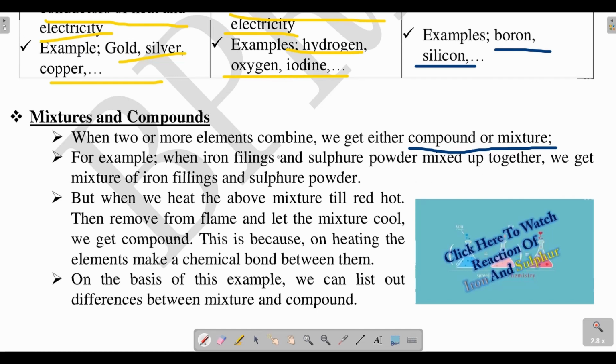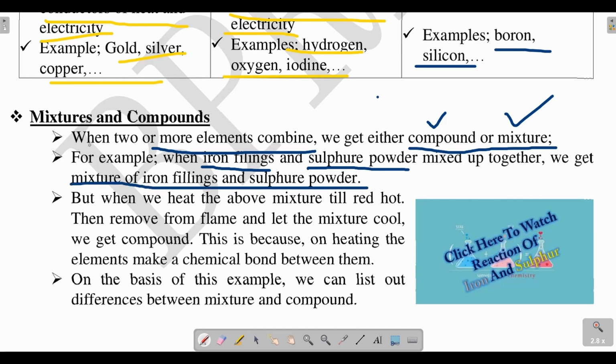That means, how do these elements combine? Depending on the nature of the combination of elements, we can decide whether it will be a compound or a mixture. Clear? For example, when iron filings and sulfur powder are mixed together, we get a mixture of iron filings and sulfur powder.